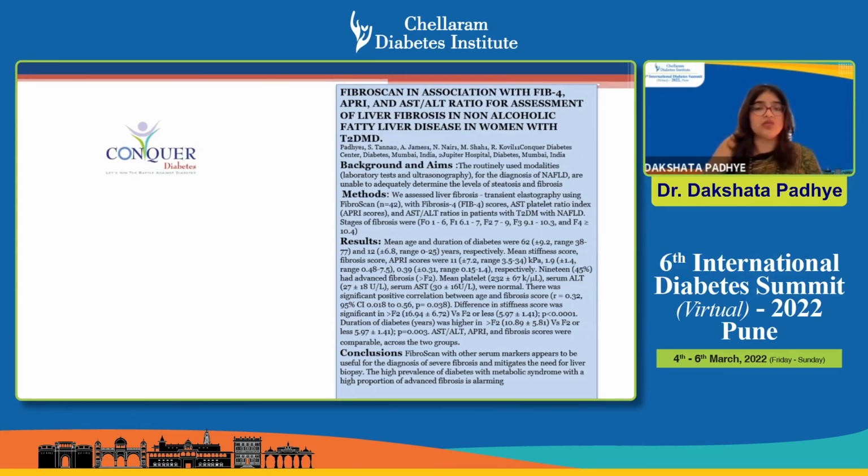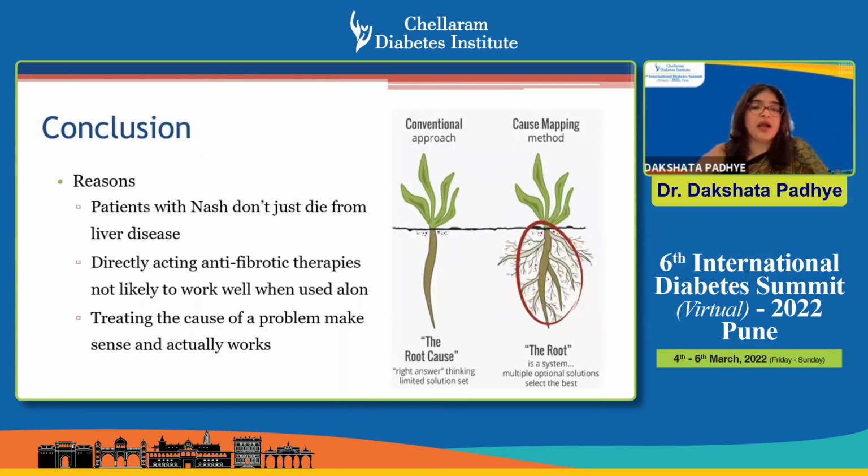So in conclusion, the conventional approach will not help. We need to treat the root cause. Root is a system. It is not just one single root. We need to develop a multiple optional solutions system for detection and cure. Patients just don't die from liver disease in NASH. Directly acting antifibrotic therapy is not likely to work well when used alone. Treating the cause of a problem makes sense and it will actually work.